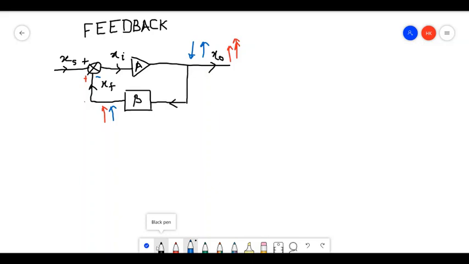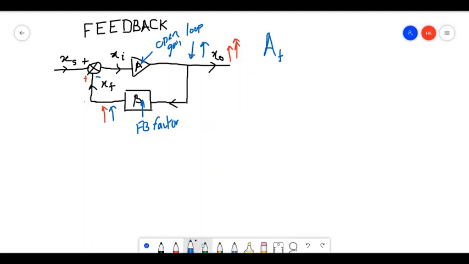Okay, so there are two things that we need to know. This A is called the open loop gain of this amplifier, right? So this is the open loop gain, and this beta is called the feedback factor. So using these two, let's try to find the overall gain of this system, that is what we call the closed loop gain, which is denoted by A_F, right?